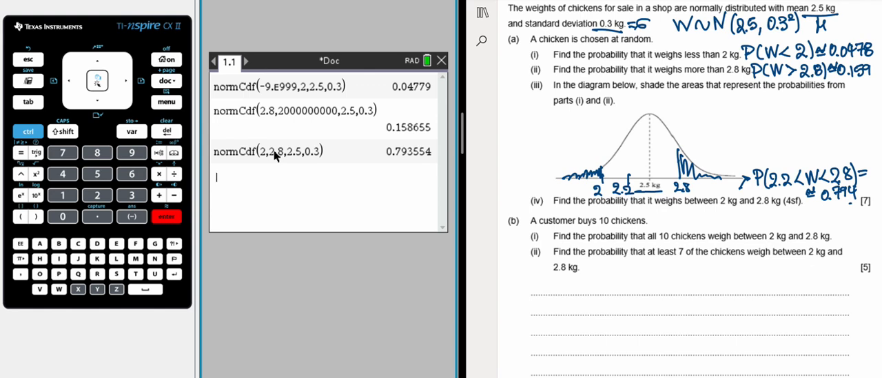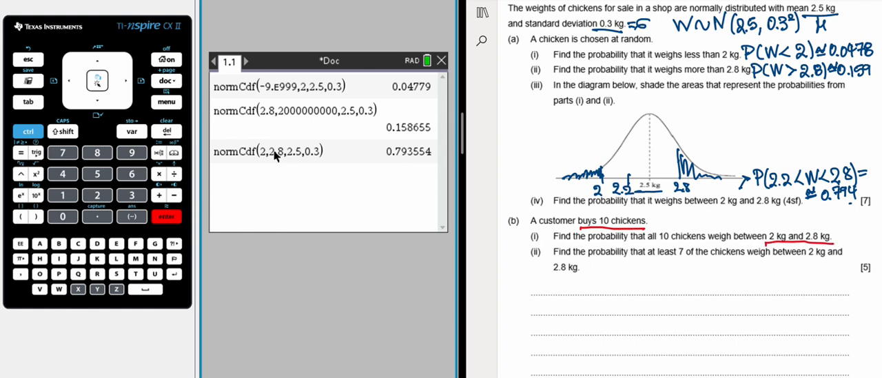Again, that's an approximation. Now the interesting part is the second part, because suddenly the scenario is changing. So a customer buys 10 chickens. Find the probability that all chickens weigh between 2 and 2.8 kilograms.